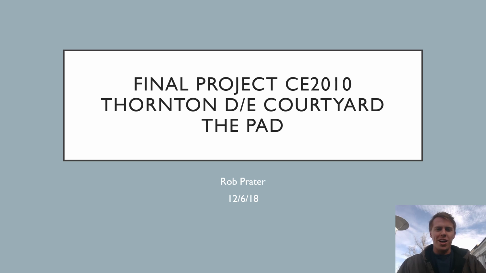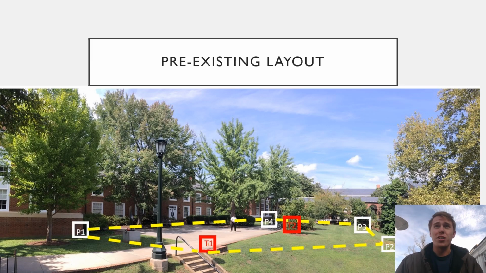My name is Rob Prater, and this is my final project for civil engineering techniques on the Thornton DE courtyard, and specifically about the pad that I will be constructing there. Here you'll see the project parameters and the layout of the land in between Thornton D wing and E wing. This is where we took surveyed points and imported the data into AutoCAD, and this yellow dotted line is the bounds of the area where we are allowed to construct.